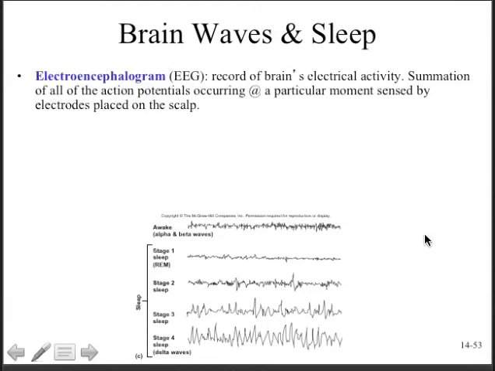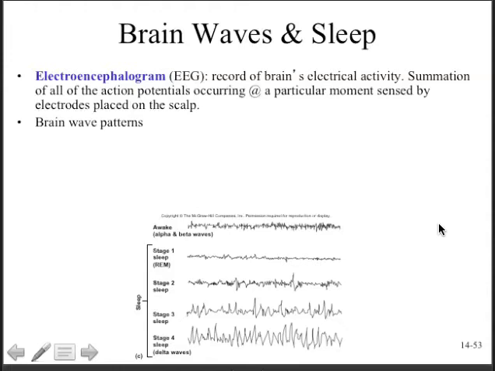An EEG is a record of the brain's electrical activity. Remember that all this is electrical information. The movement of charged particles across physical distance represents current, and we can measure that current via instrumentation that's affixed to the scalp. The summation of all the action potentials occurring at a particular moment sensed by electrodes placed on the scalp generates a particular waveform. That's the EEG that you see below.